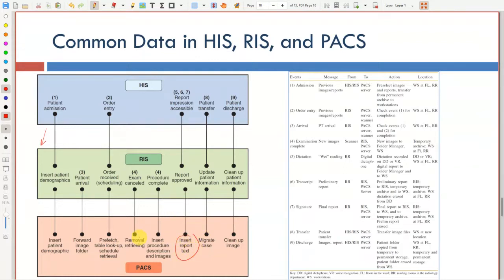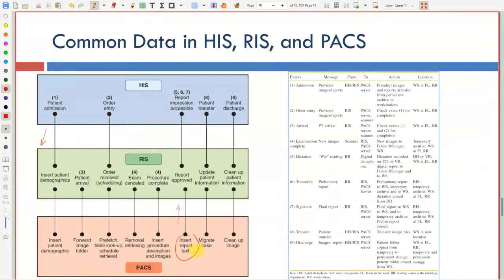Here you insert the report text. After you do everything, you insert the report text here. The doctor on the reading workstation writes the report. And basically you go through RIS where it's approved there, and then you make that report accessible to the patient, the doctor, everything through the HIS part here. So basically the flow goes from here to here.